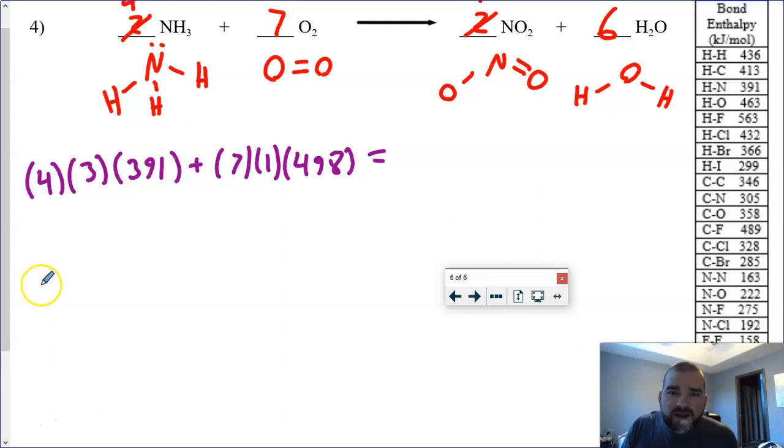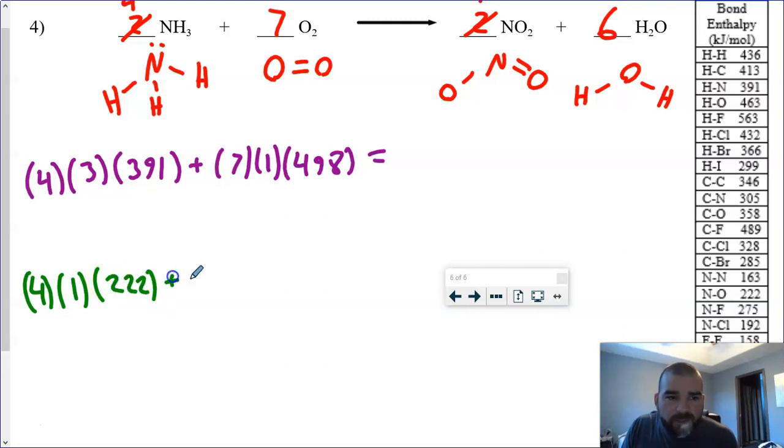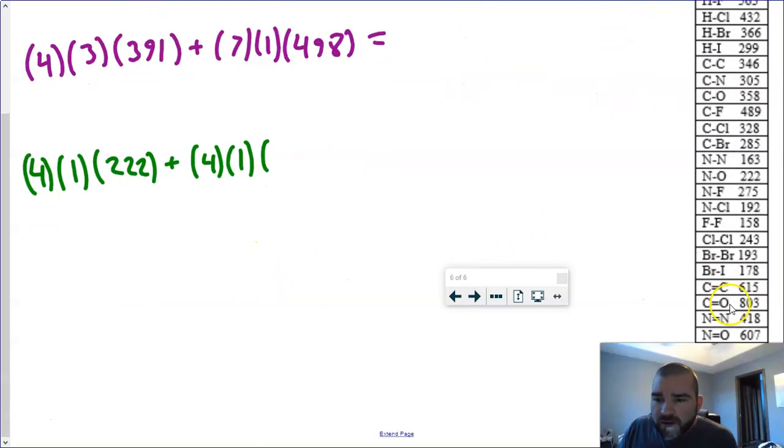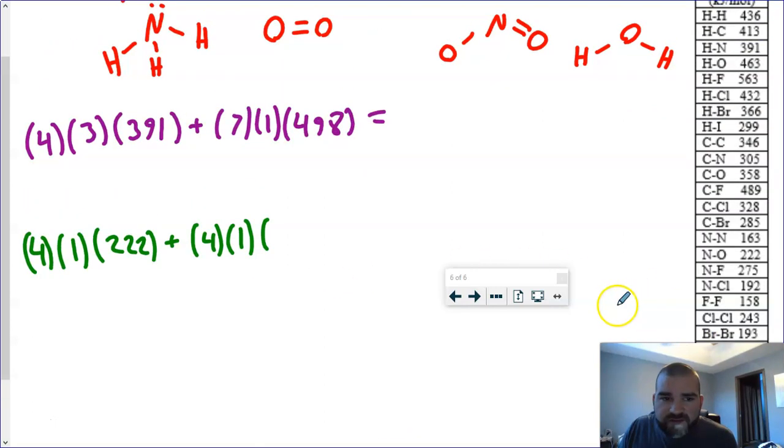On the product side, I have a coefficient of 4 for that first molecule, multiplied by an NO single bond. I just have 1 of those. So let me look up NO single. There it is, 222. Plus coefficient of 4 multiplied by 1 for the NO double bond. An NO double bond is going to be worth 607.